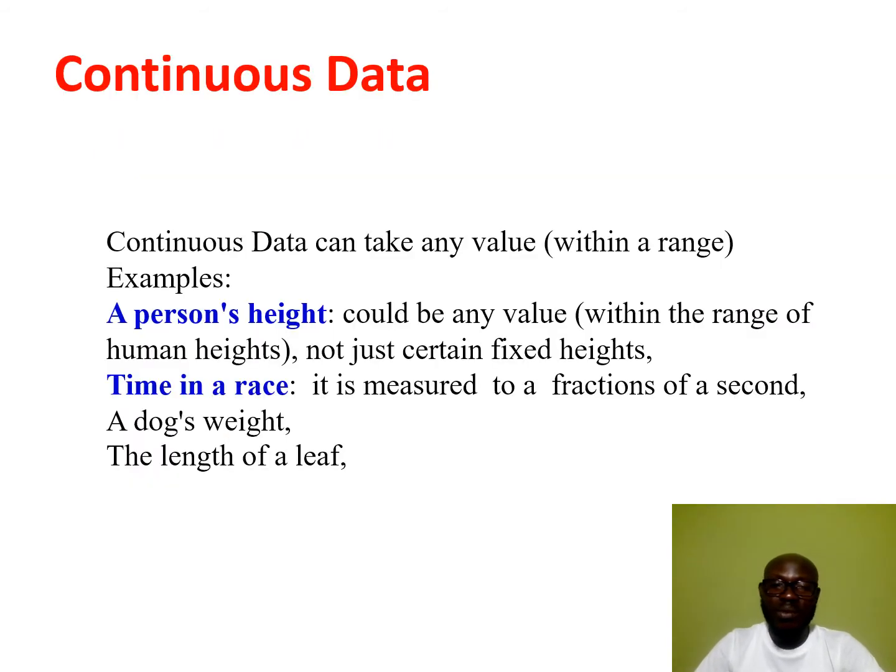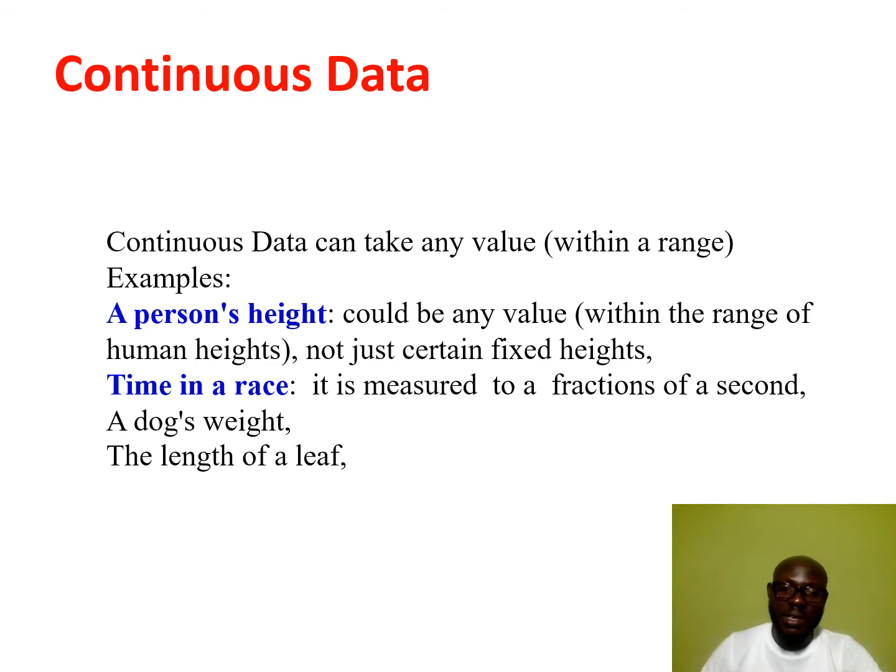Good. Continuous data. Continuous data can take any value within a range. An example, a person's height could be any value within a range. Human height, not just certain fixed heights. That is what you have to understand. A person's height, any value. So with the continuous data, as we said earlier, it deals with objects.